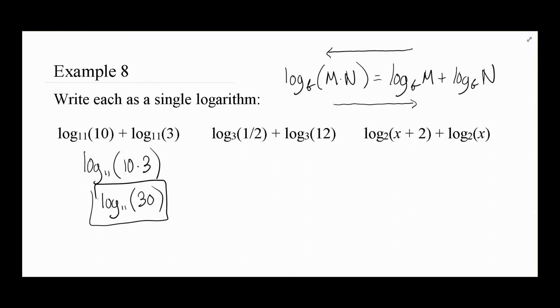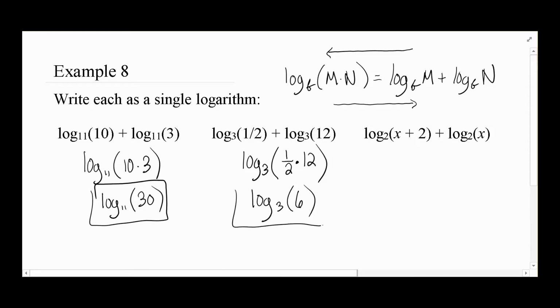As I move on to this next one that has a fraction, basically the same game plan. We're going to say they're both base 3 logs. That's important. So instead of adding 2 separate logs, I can make a single log by multiplying their arguments. Then we'll actually multiply a half times 12 to get 6.